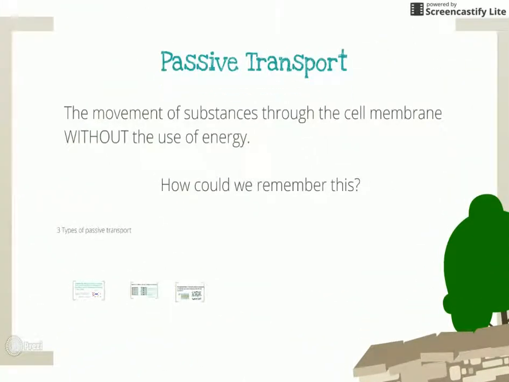There are two types of transport that can occur in the cell, passive and active. Passive transport is the movement of substances through the cell membrane without the use of energy. The cell does not use any energy when passive transport is occurring. Have you ever heard of a passive person? This is someone who is really chill and relaxed and doesn't exert his or herself too much. That is how we can remember that passive transport does not use any energy.